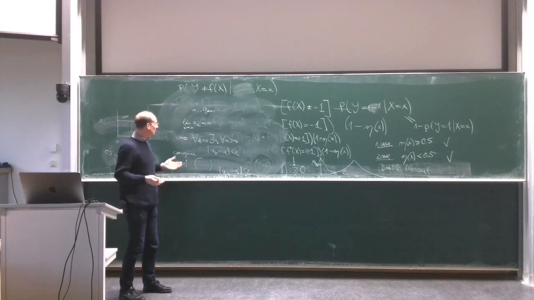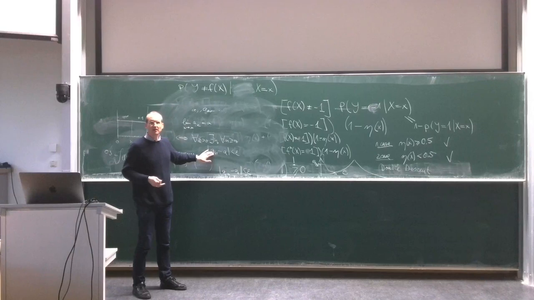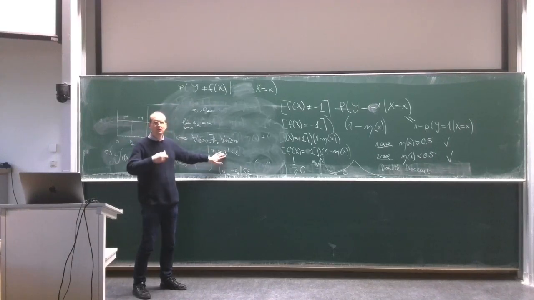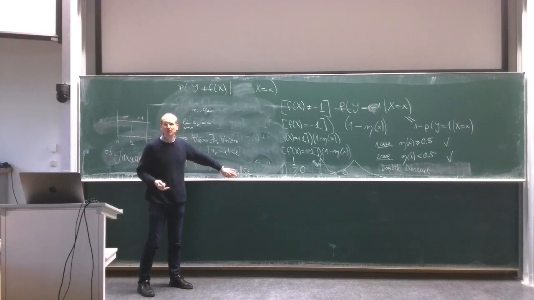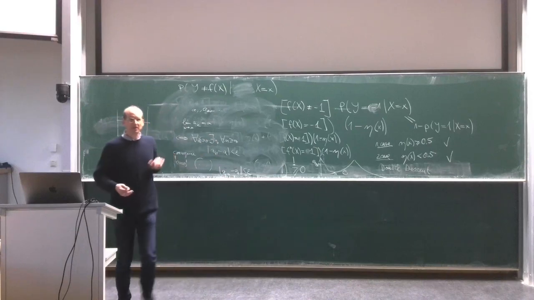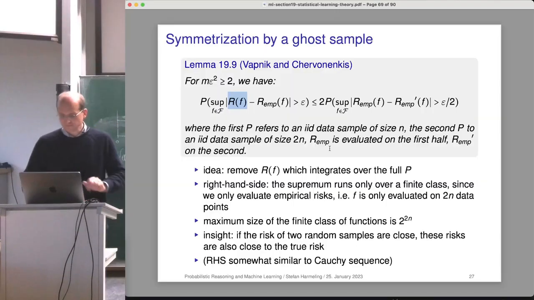Now the idea is very similar. So this is my empirical risk of one sample, and it's getting arbitrarily close to this integral that I cannot calculate, the true risk. And that's the same as if I'm having one sample and it's getting arbitrarily close to another sample. Okay? So it's very much related to this Cauchy sequence idea.